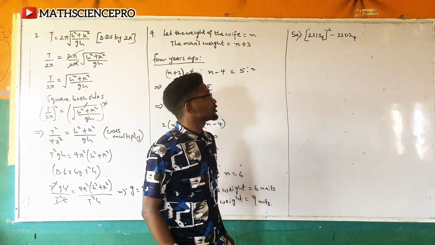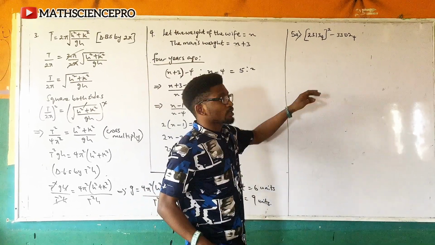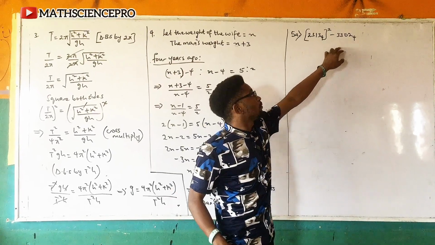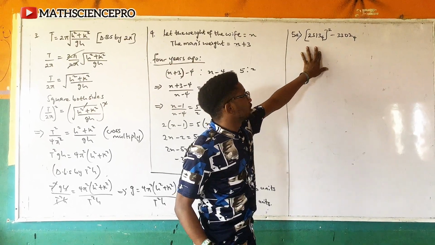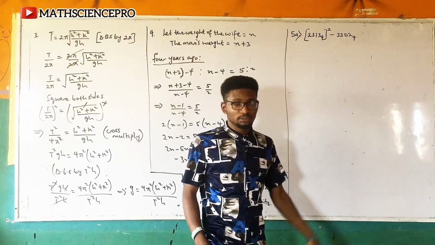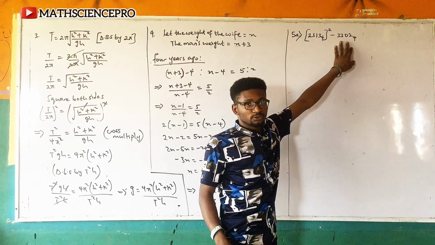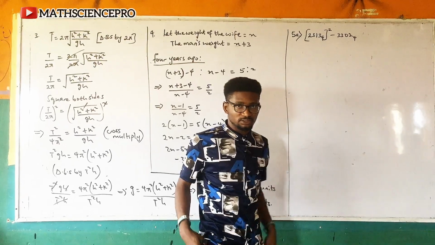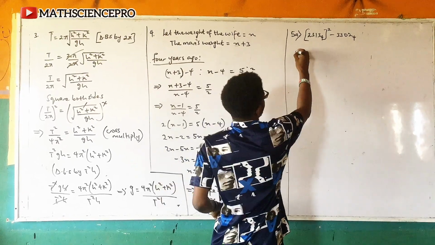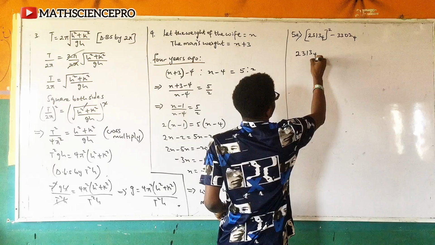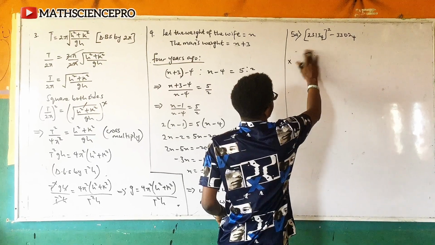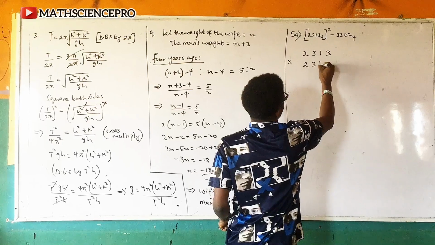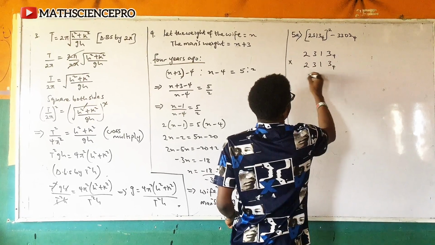All right, so if you're trying to evaluate this, I have this in base 4. I also have this in base 4. The first thing we have to do is to square this, then we subtract. We're going to subtract 3302, which is in base 4, from the result when you square it. So first, let us square. 2313 base 4 multiplied by itself in base 4.